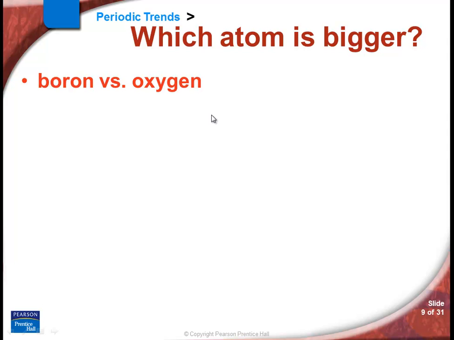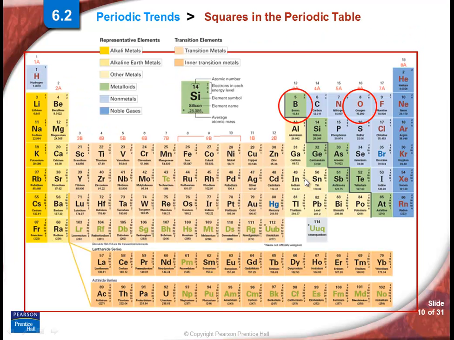Okay, so to wrap up, let's do a quick check here and make sure we understand the trends in atomic size. We're going to play the game: which atom is bigger, boron or oxygen? Well, take a look at your periodic table. Here's my periodic table, and I put a circle around each of those two elements.